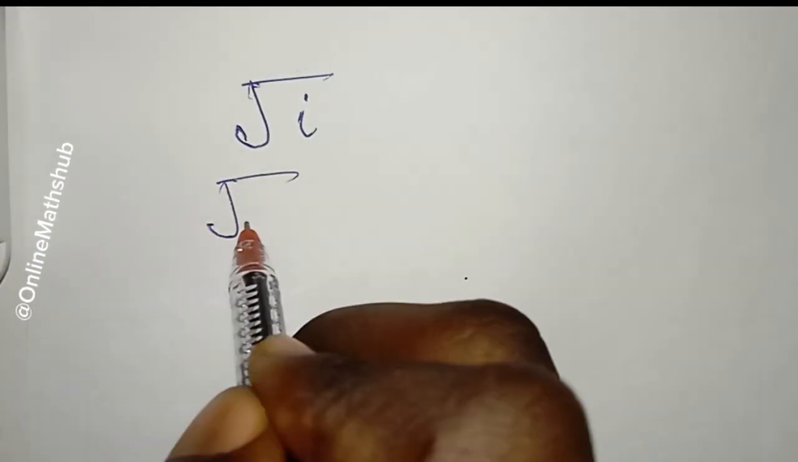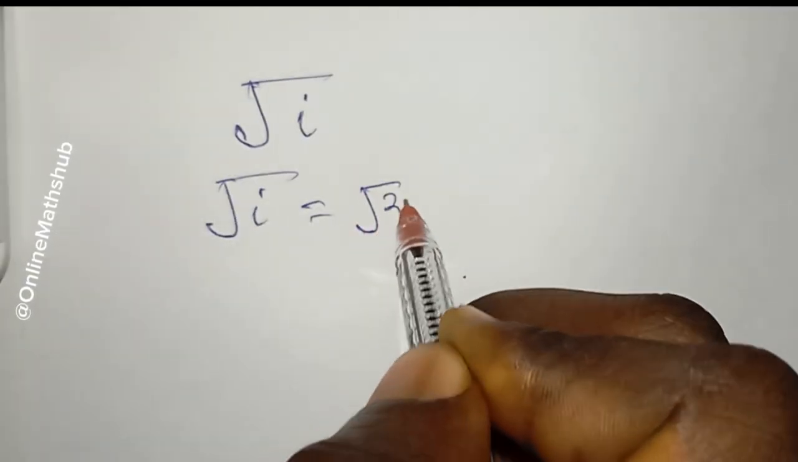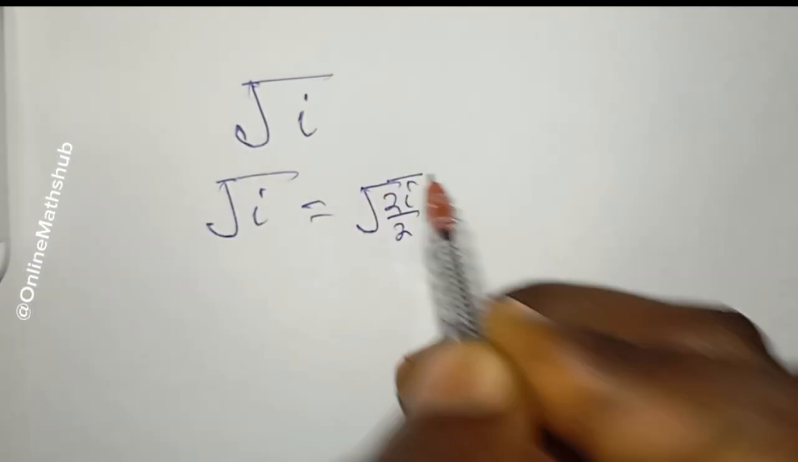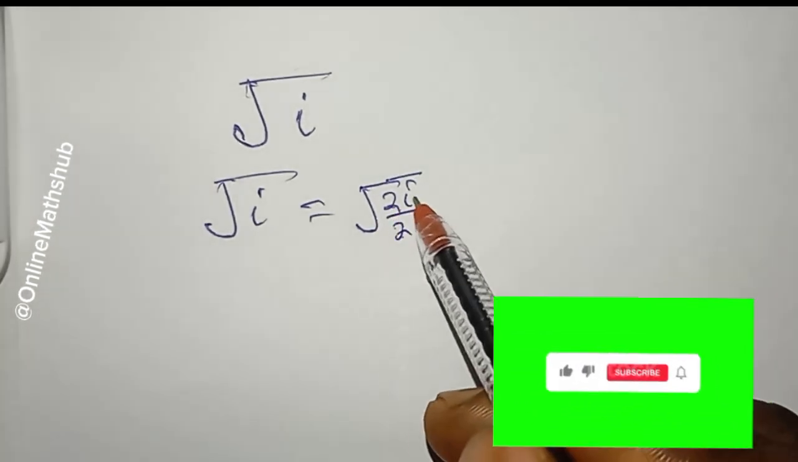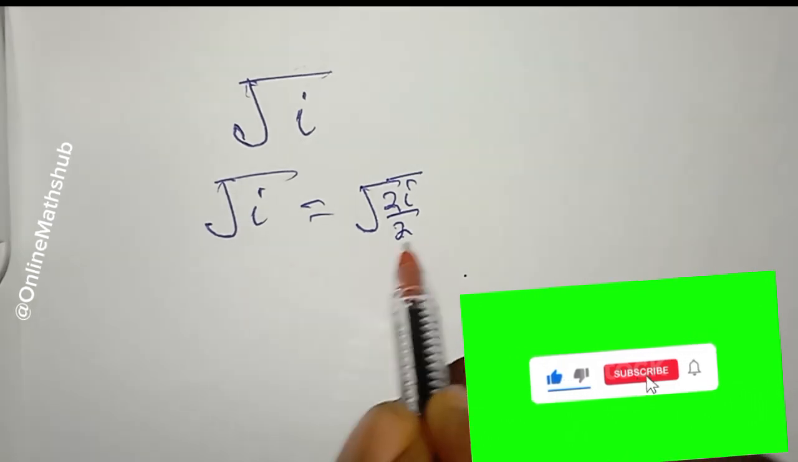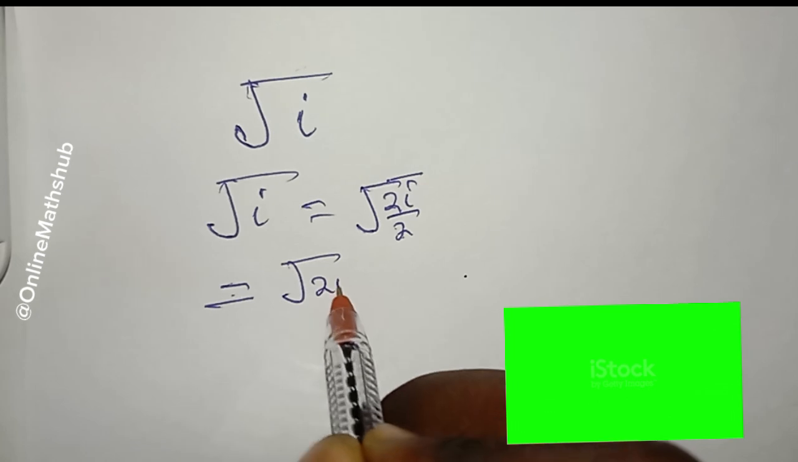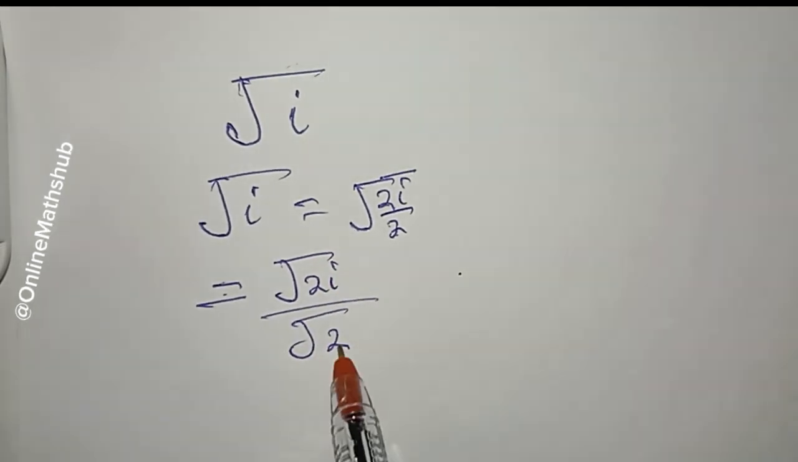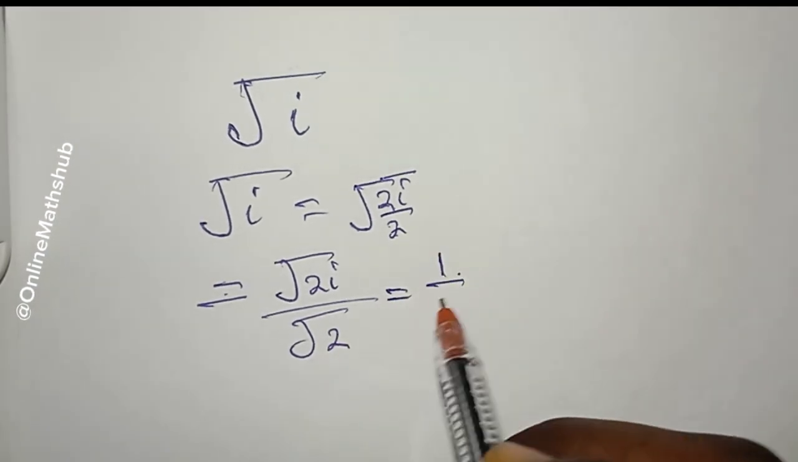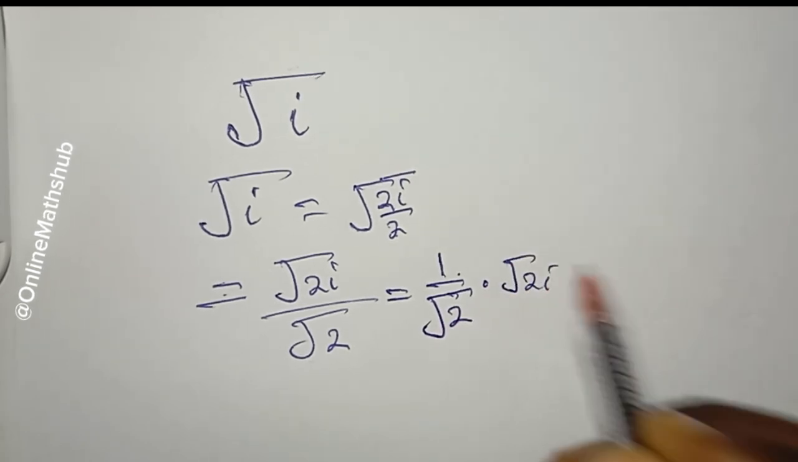So I'm going to rewrite this root i here as equal to root 2i divided by 2. And of course you can see I have not changed anything, because when 2 divides itself, it's going to give us 1, and then 1 times i still remains the same. So I can also write this as root 2i divided by root 2. Okay, this is cool. So what I'm going to do is go ahead and factorize this 1 over root 2 right here. So if I factorize it, this is 1 over root 2 multiplied by root 2i.